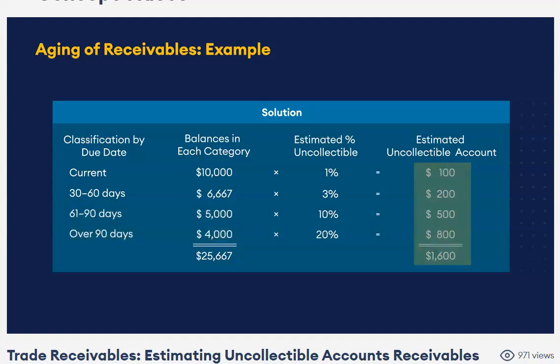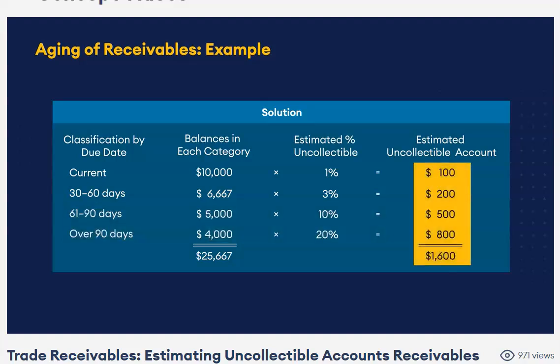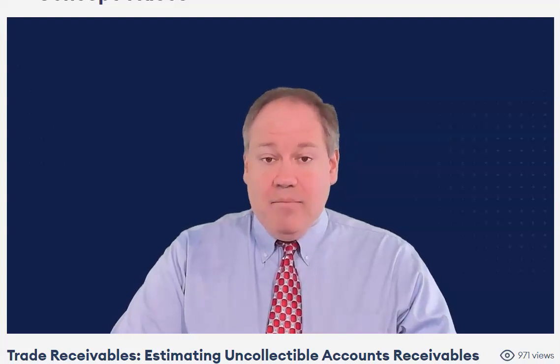So we end up with an allowance of $100 on the current piece, $200 on the 31 to 60 piece, $500 on the 61 to 90 piece, and $800 on the over 90 piece. So we end up at $1,600, funny enough, just like we did in the previous example. But note that is still much more than 2%. But they would say, given how much of our receivable balance is old, that's probably appropriate. And so that's how they come up with the allowance.